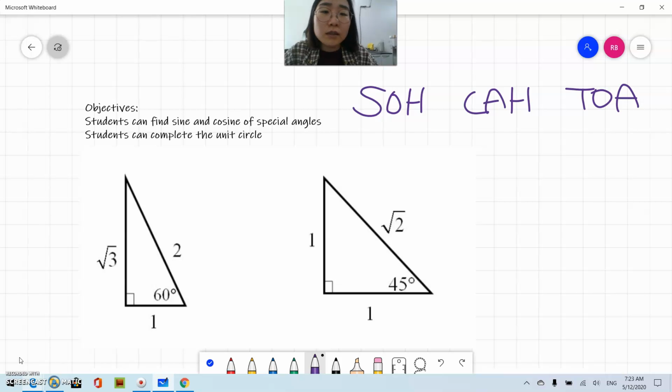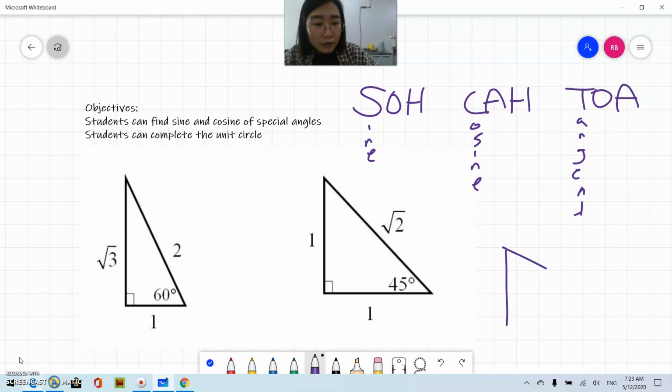It means that sine is opposite over hypotenuse, cosine is adjacent over hypotenuse, and tangent is opposite over adjacent. So it's very important that you know where opposite, hypotenuse, and adjacent are. So let me draw just a random triangle. And it's a right triangle because of this symbol.